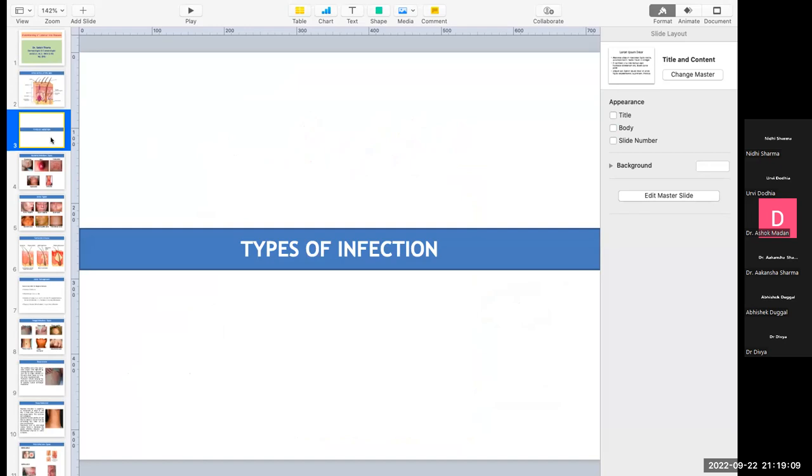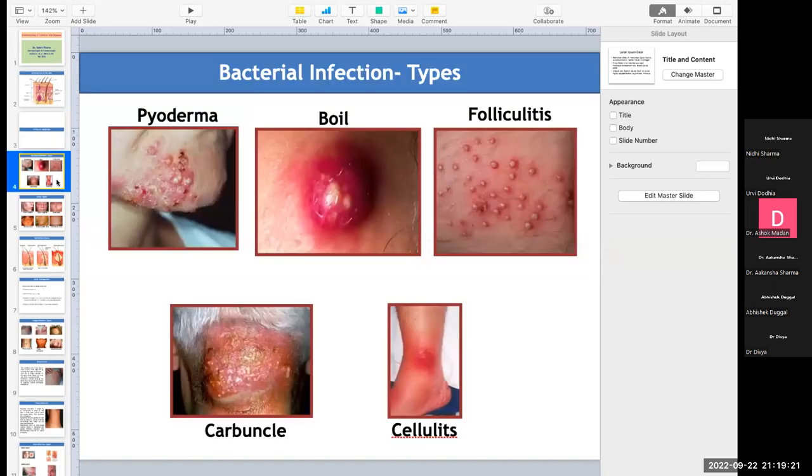There can be various kinds of infection in the skin. Today we are going to cover mainly the skin diseases. We're not touching hair and nail diseases. As I told you, there can be various kinds of skin diseases that can be divided mainly into bacterial, fungal, and viral. So let's start with the bacterial infections.